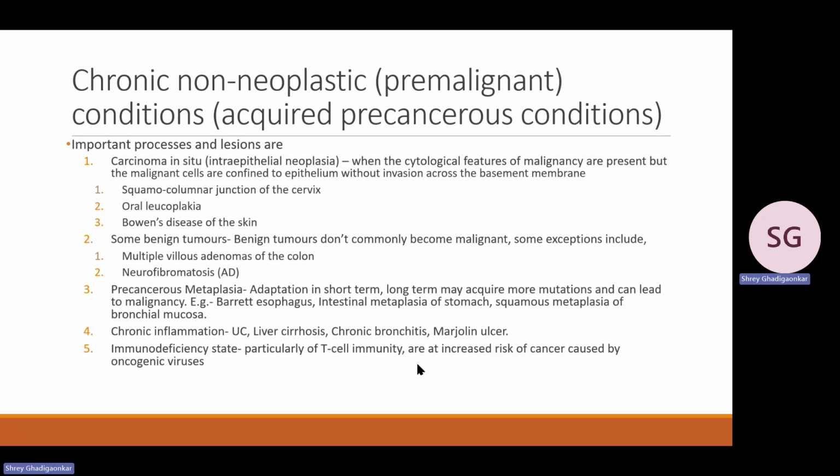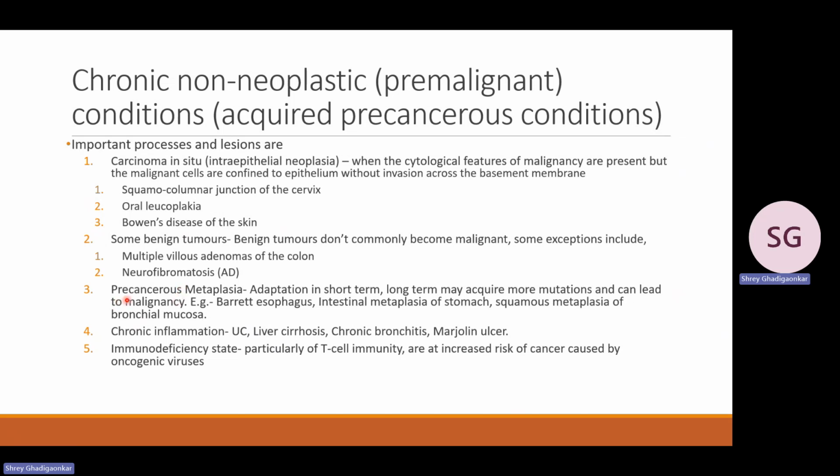The second one is oral leukoplakia. So it's basically a thickening of the squamous epithelium, and this may give rise to squamous carcinoma. And you also have Bowen's disease of the skin. So it's also known as squamous cell carcinoma in situ, and it's considered an early stage of intraepidermal form of squamous cell carcinoma. You may have some benign tumors as well. So in general, benign tumors don't usually become malignant. However, there are certain exceptions, for instance, multiple villous adenoma of the colon and neurofibromatosis, which is associated with neurofibromas.